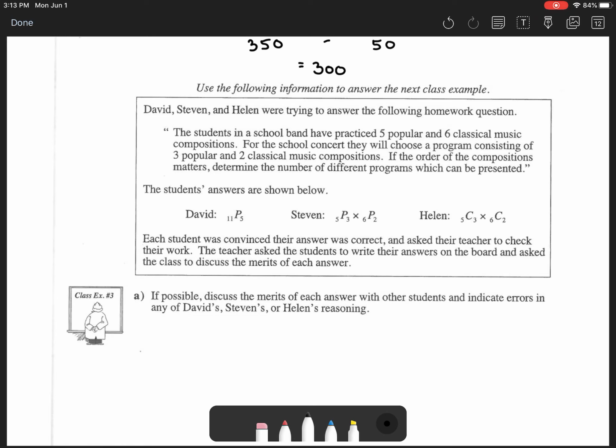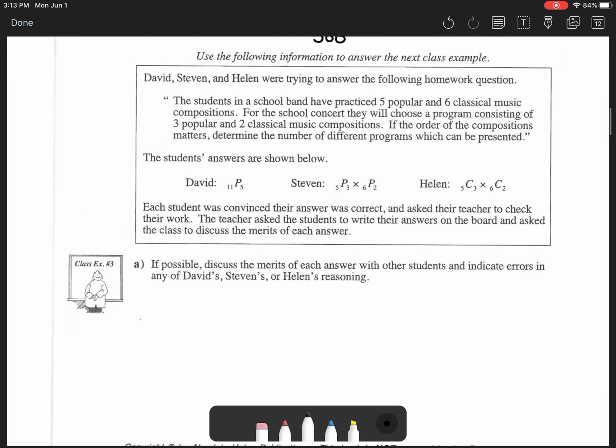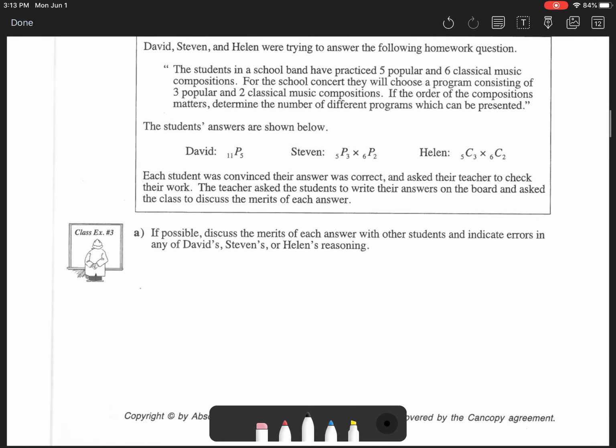It says the students' answers were shown below. David said the calculation would simply be 11P5. Stephen said it would be 5P3 times 6P2, and Helen said 5 choose 3 times 6 choose 2. Each student was convinced that their answer was correct and asked their teacher to check their work. The teacher asked the students to write their answers on the board and asked the class to discuss the merits of each answer. So part A says, if possible, discuss the merits of each answer with the other students and indicate the errors in their thinking.